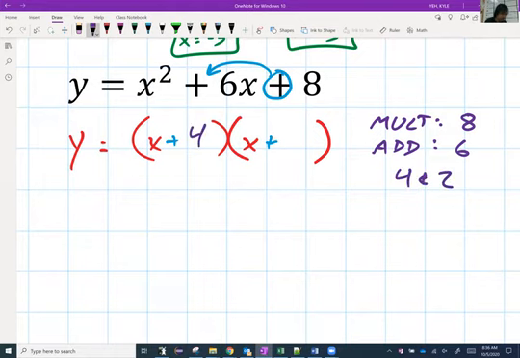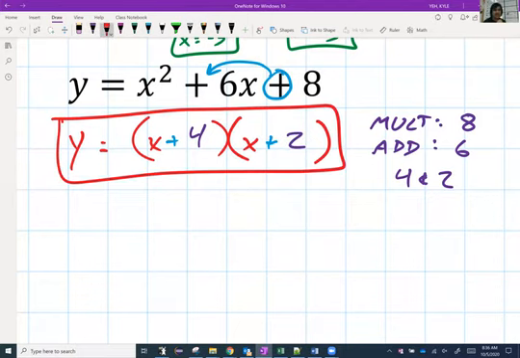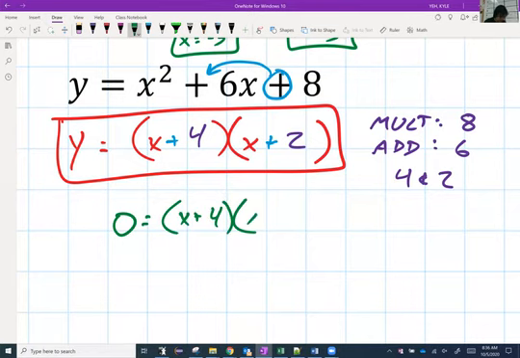X plus 4, x plus 2. Can kind of check it mentally. X squared, if we FOIL, plus 2x plus 4x is plus 6x total. And then plus 8, looking good. How about solving? Set it equal to 0. And then say one of those at least has to be 0.